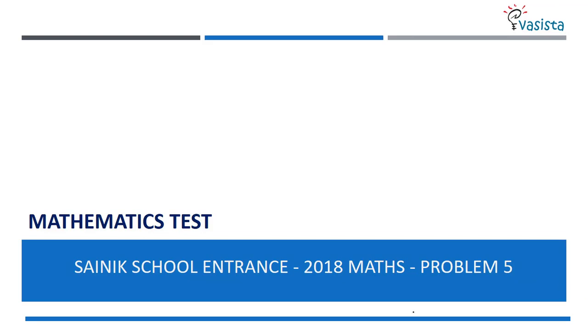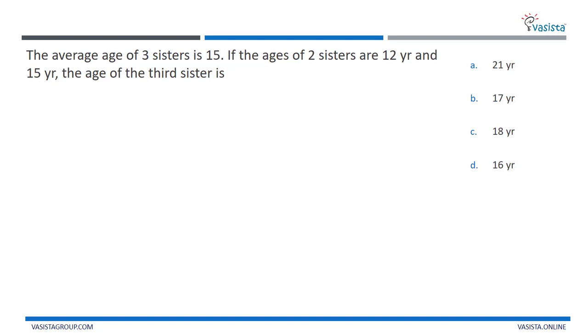Let me start solving problem number 5. The average age of 3 sisters is 15. If the ages of 2 sisters are 12 years and 15 years, the age of the third sister is. That is what we need to find out. Let us check out here.